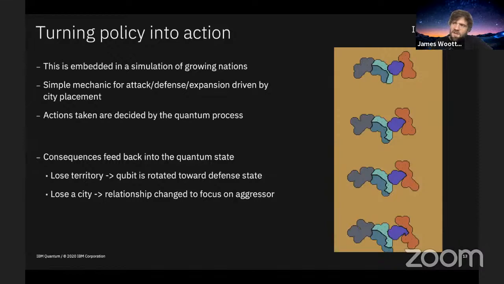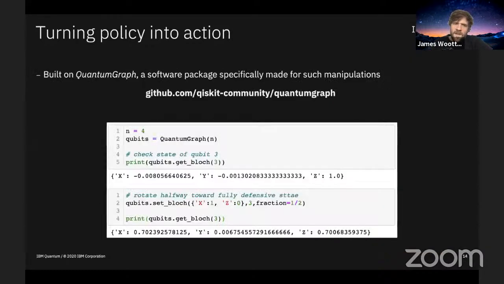So in this way, every turn, we're running the whole circuit, which is encoding the state of these nations. We're looking at the state at the end to decide what happens. We take the actions, then we feed back the consequences into the circuit, run it again, and so on and so forth. This is all done based on something I call Quantum Graph, which is built on top of Qiskit. And it's basically just a layer on top of Qiskit in order to manipulate the circuits in the way that I want in this form.